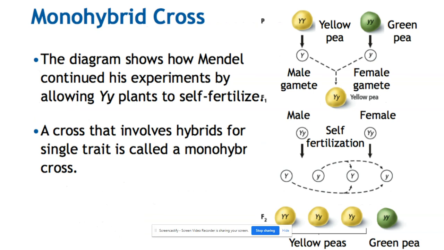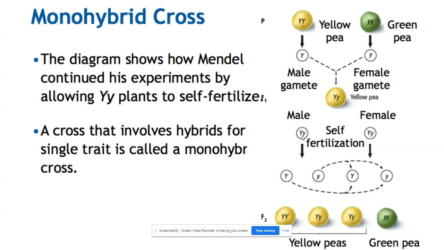This is called a monohybrid cross. So looking at the image, you see one letter. We're looking at the letter Y. This is the only kind of cross we're worried about. So remember the prefix mono means 1. This diagram shows how Mendel continued his experiments by allowing the heterozygous yellow plants, so capital Y, little y, to self-fertilize. So right here, this is the one he's talking about. This is the F1 generation. This is a monohybrid cross.